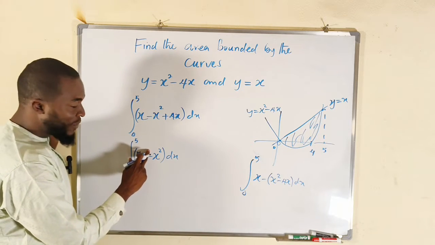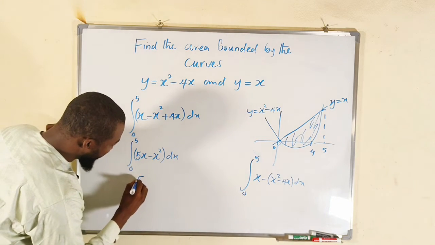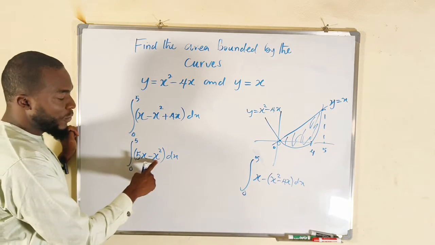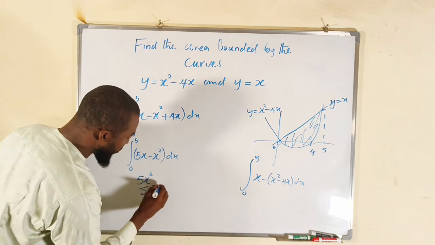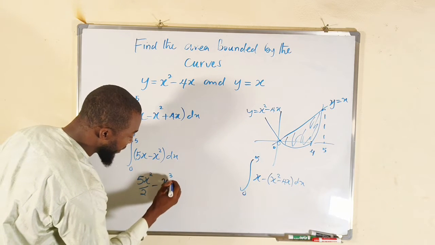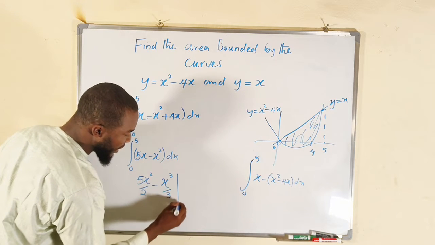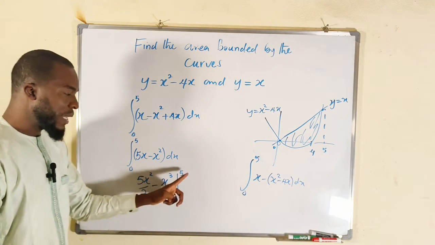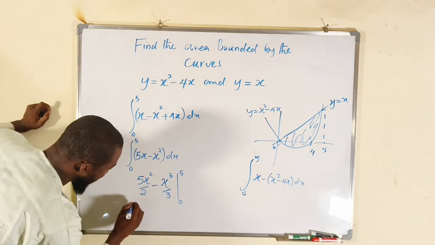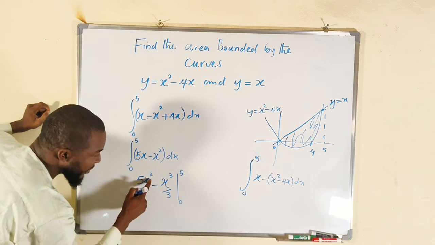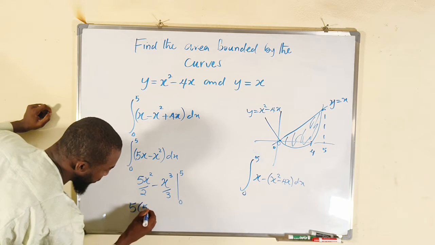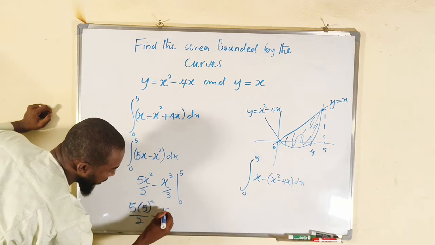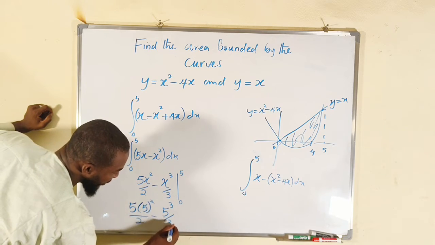So now let us integrate. You add 1 to this exponent, it becomes 2. You divide by 2. So this becomes 5x squared divided by 2. You add 1 to this exponent, it becomes 3, minus x to the power of 3 divided by the same exponent. Then limits. All we have to do is to substitute the upper boundary. So we have 5 instead of x, we have 5 again squared divided by 2, then minus 5 again to the power of 3 divided by 3.